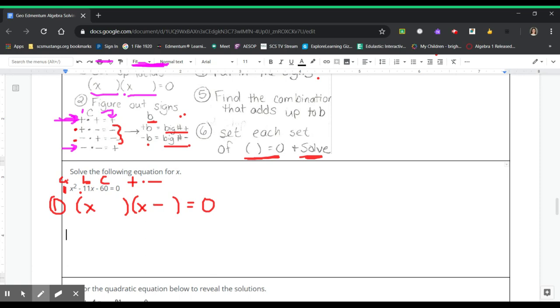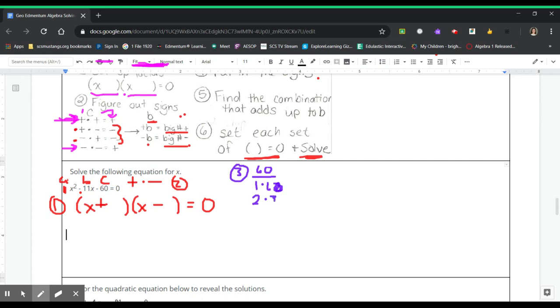It doesn't matter which way you do these, but whenever I do these, my big number is always over on this side. So I'm going to set it up like this. So that's my step 2: figure out what your signs are going to be. My step 3 is going to be to make a list of things that multiply together to make 60. It's a pretty big list. 60 is a very busy number. So 1 times 60, 60.